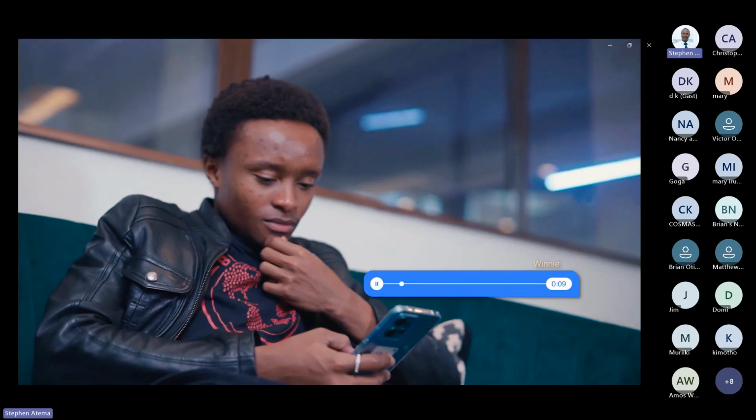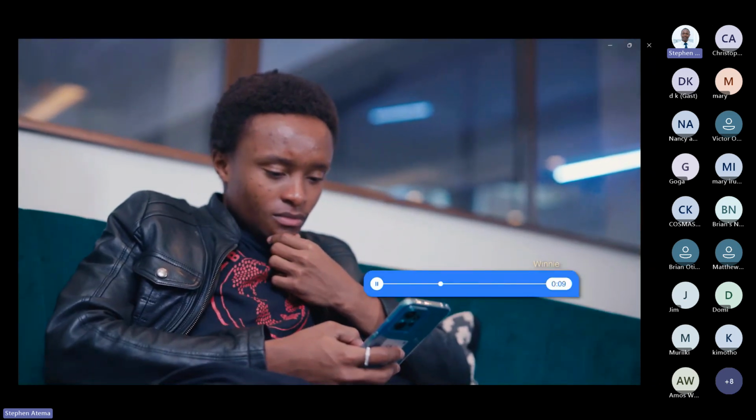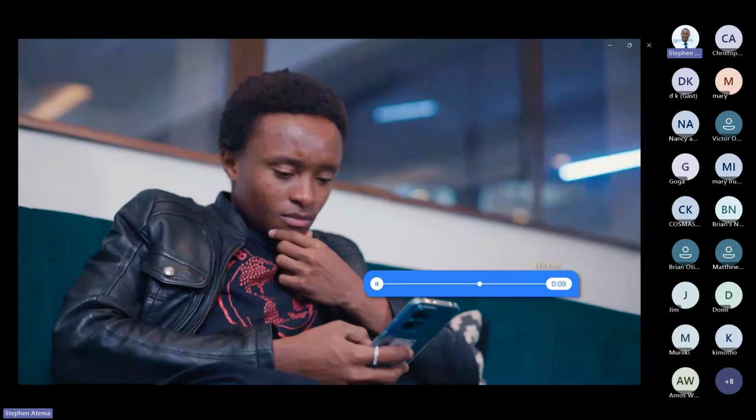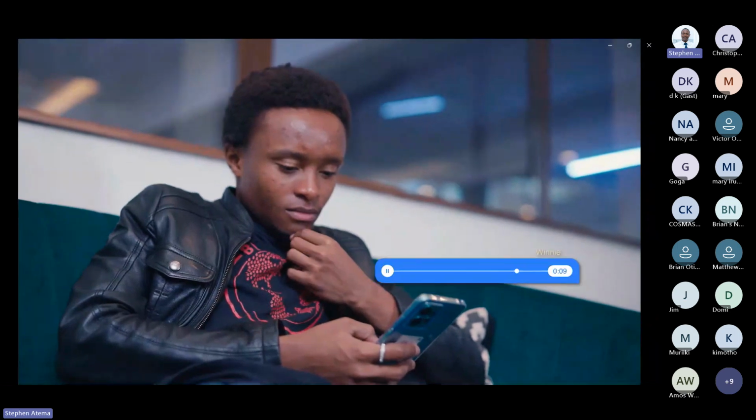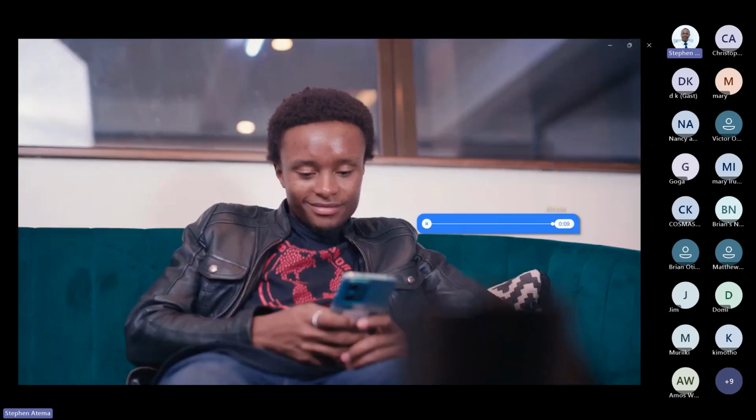Nasikia kuna app fulani inaitwa Dosika that allows you to get market insights, unaweza trade na pia unaweza ona portfolio yako huko ndani. I think that would be a great idea for us.